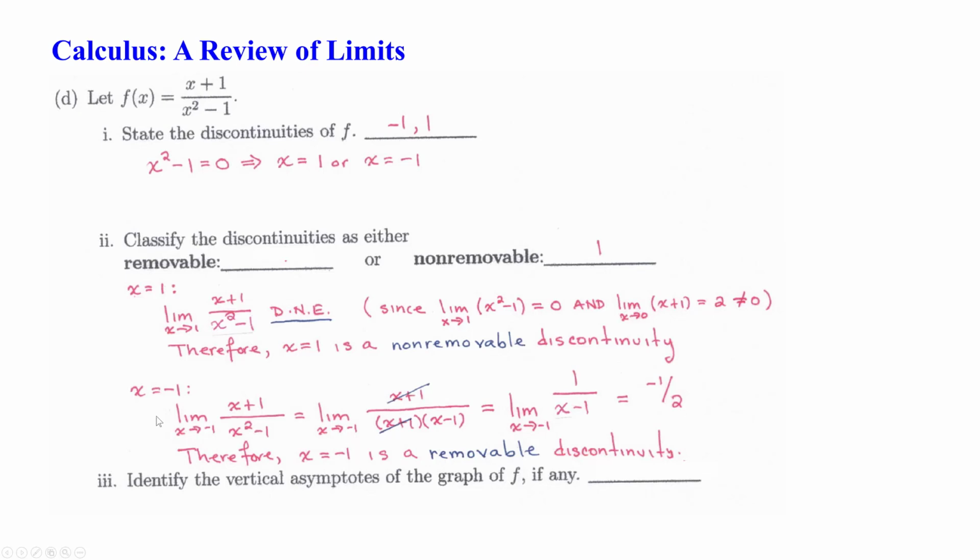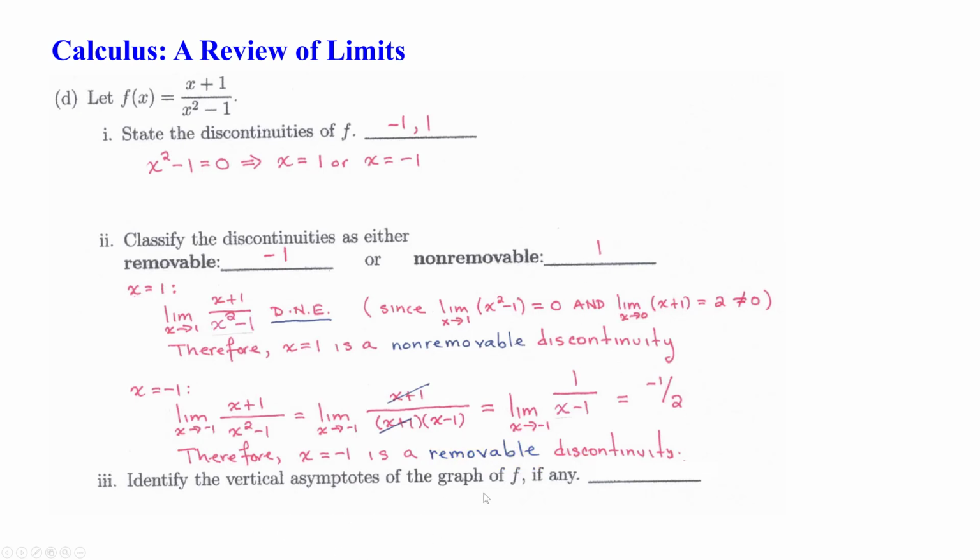Is -1 removable? Let's see. So we evaluate the limit. We have 0 in the denominator, 0 in the numerator. That means we have more work to do. We'll factor the denominator, cancel. This equality is justified by functions that agree at all but one point. So now I have a rational function that I can evaluate by functional evaluation, plugging in, namely, so the limit existed. So we ask ourselves, did the limit exist? Yes. Therefore, this is a removable discontinuity. So we only have 1 removable discontinuity and 1 non-removable discontinuity.